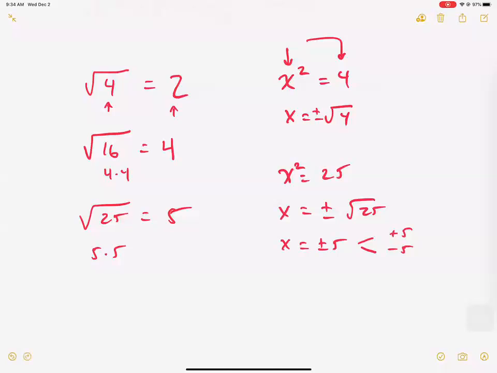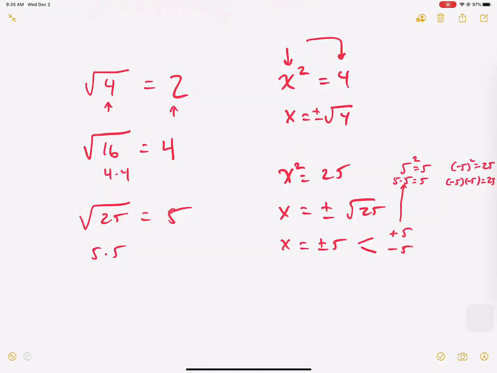Now, if I write 5 squared, plugging in 5, isn't that 25? But if I plug in negative 5 squared, that's also 25. Let me show you that. 5 times 5 is positive 25, but negative 5 times negative 5 is also positive 25. So both these options are completely true. If they're both the same sign, positive times positive stays positive. But remember, negative times negative is also a positive answer.